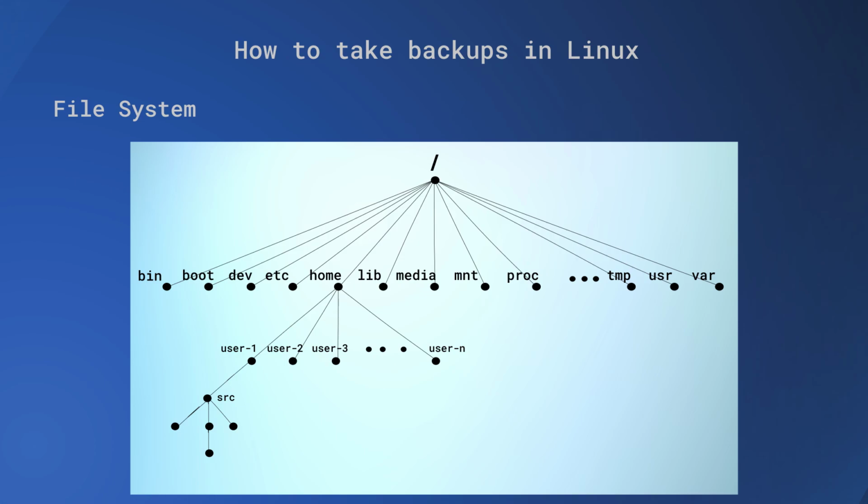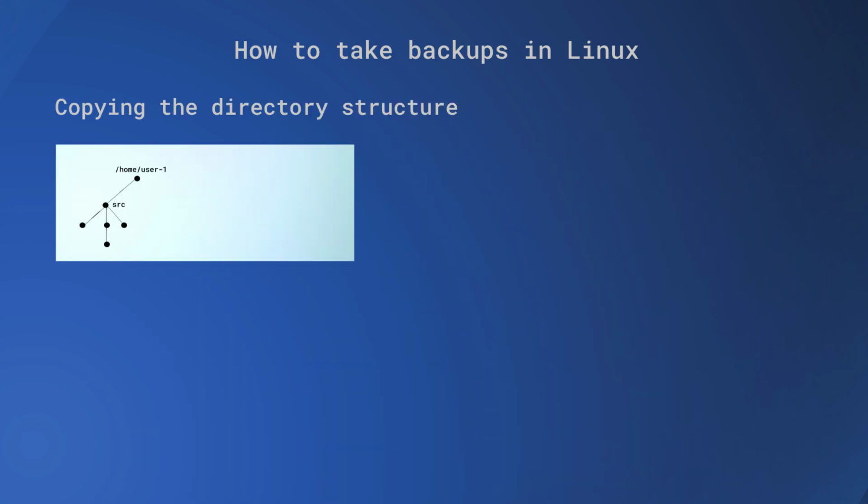Somewhere in this tree, there is a /home directory where the directory of users are located. So let's say there's a user with user ID user1, then the home directory of this user is /home/user1. And in this home directory, there's a directory named src for which backup is to be taken. Taking backup means making a copy and keeping it safe. Here we have the src directory and we can use the rsync command to copy it to dst.